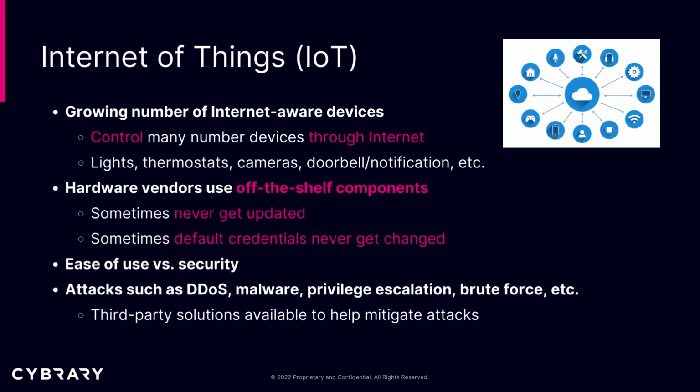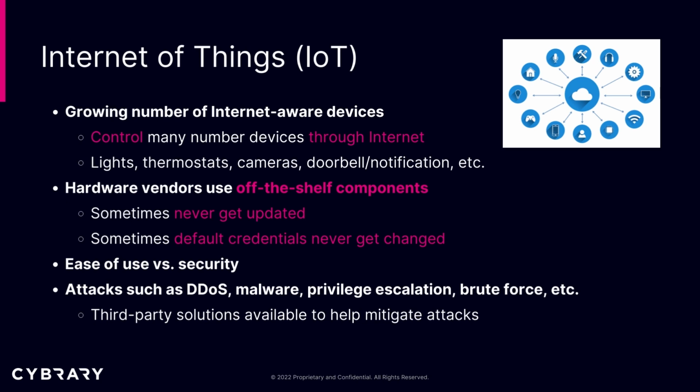The Internet of Things. We've heard a lot about the Internet of Things, a growing number of internet-aware devices. These control many different appliances and utilities. They control our lights, thermostats, cameras, doorbell notifications, etc. Hardware vendors use off-the-shelf components for these IoT devices, and sometimes they never get updated. It's not all vendors or all devices, but there is sometimes a big number that never get updated. Sometimes they have default credentials that never get changed.